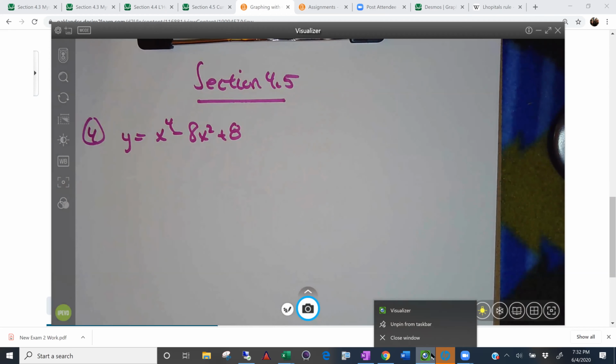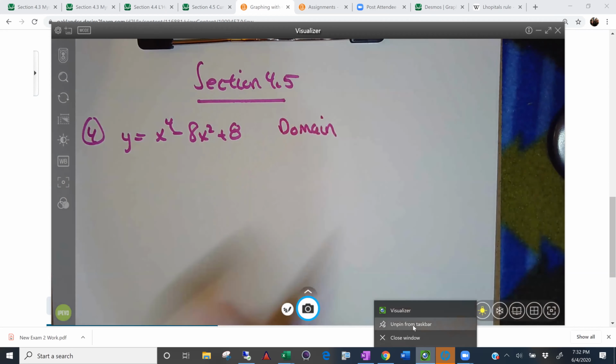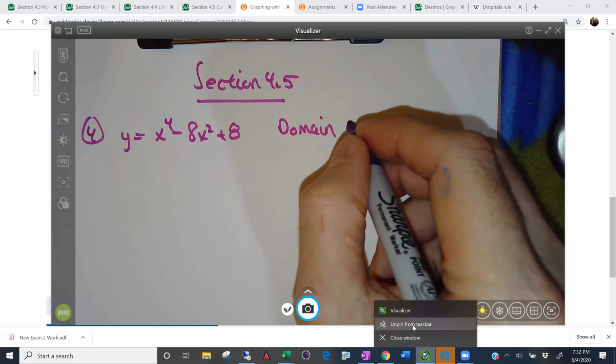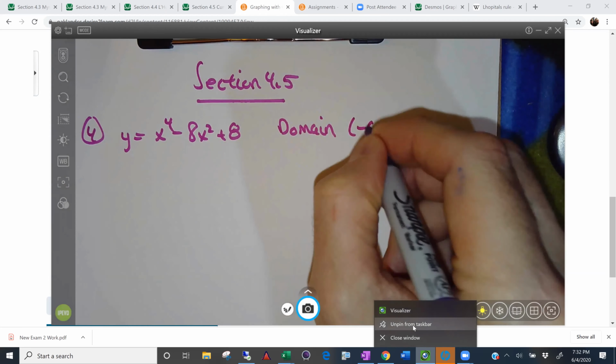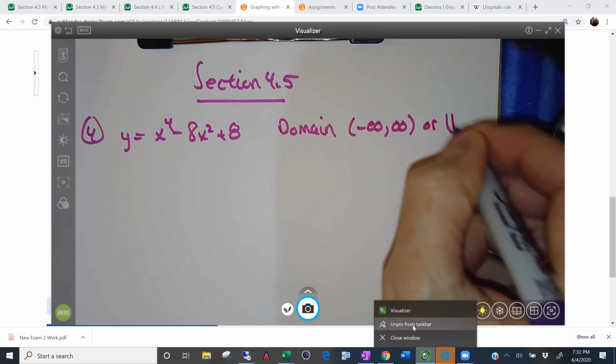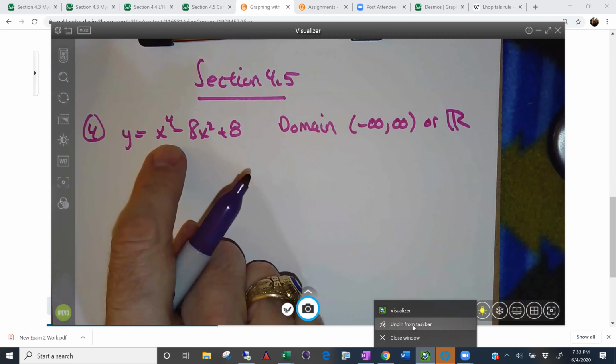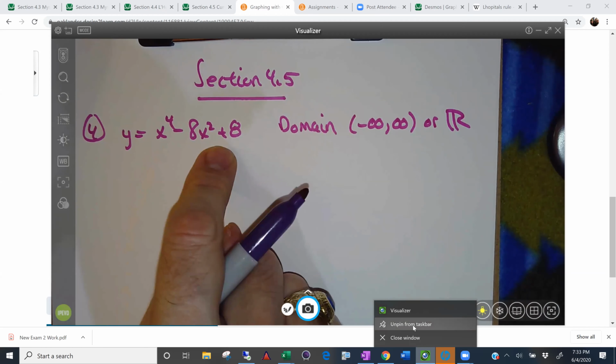So, in fact, let's take a look at the graph after we decide the domain and something else about this function. Domain should be the easy part. What's the domain of this function? Negative infinity to infinity, all reals. Thank you. Negative infinity to infinity, or better yet, all reals. Script R. Beautiful.